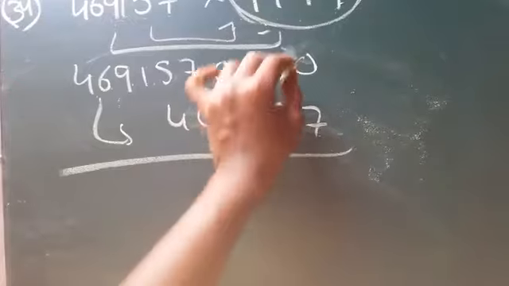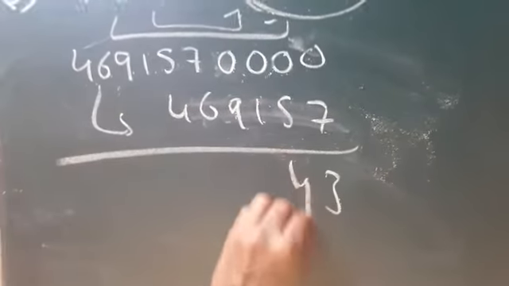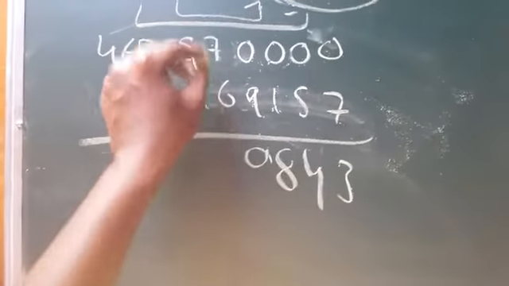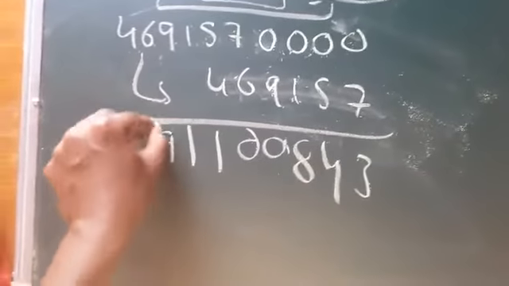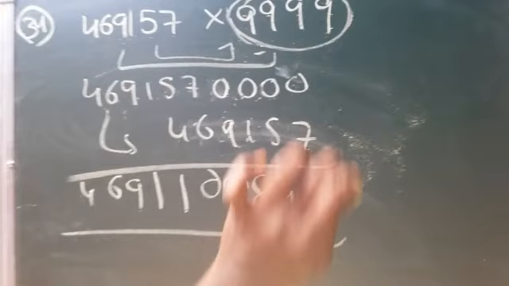Let us subtract these two. 10 minus 7, 3. 10 minus 5, 9 minus 5, 4. 9 minus 1, 8. 9 minus 9, 0. 6 minus 6, 0. 5 minus 4, 1. 4691102843. This is the result of 469157 into 9999.